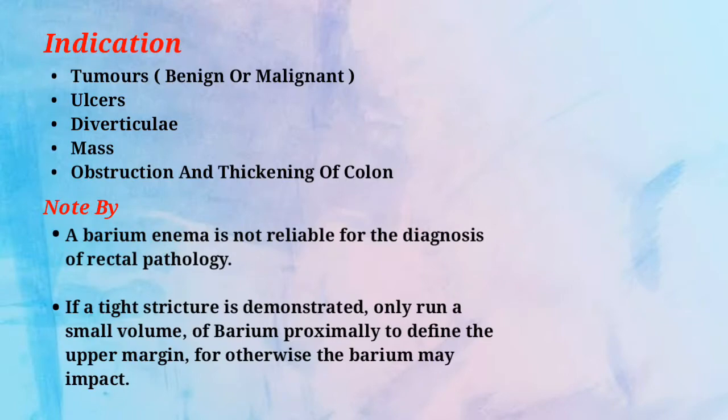Indications: to assess the anatomy of the large bowel and occasionally the terminal ileum. Abnormalities detected include tumors, which may be benign or malignant, ulcer, diverticula, mass, obstruction and thickening of the lining of the colon and rectum. A barium enema is not reliable for the diagnosis of rectal pathology. If a tight stricture is demonstrated, only run a small volume of barium proximal to define the upper margin, otherwise the barium may impact.